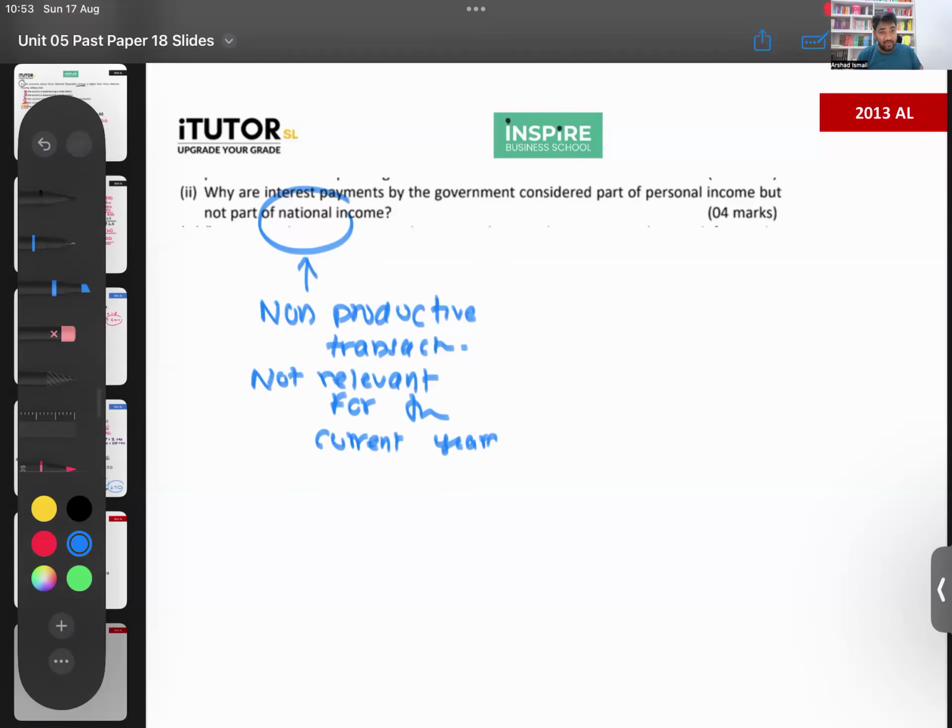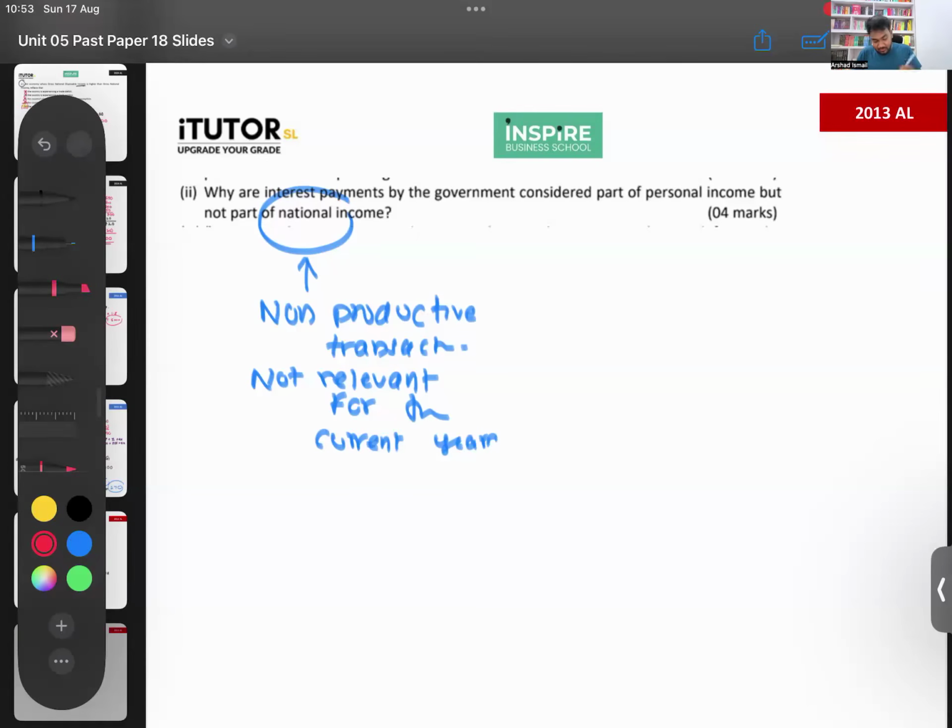Then for example, in Sri Lanka, just think, when we have huge budget deficits, crazy budget deficits, interest expenditure is so high, then our GDP has to increase. Doesn't make sense, right? Government is borrowing and increasing their debt and interest, then you can't increase your GDP like that. So it's not a productive thing, and most of it is not relevant for that year as well. That's why you don't put it in GDP.